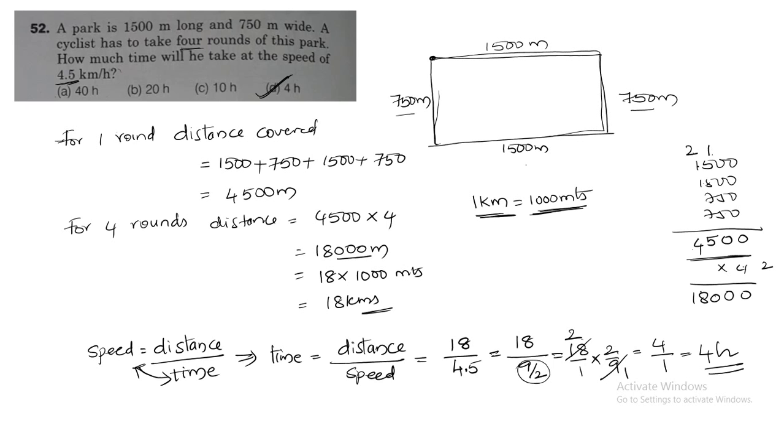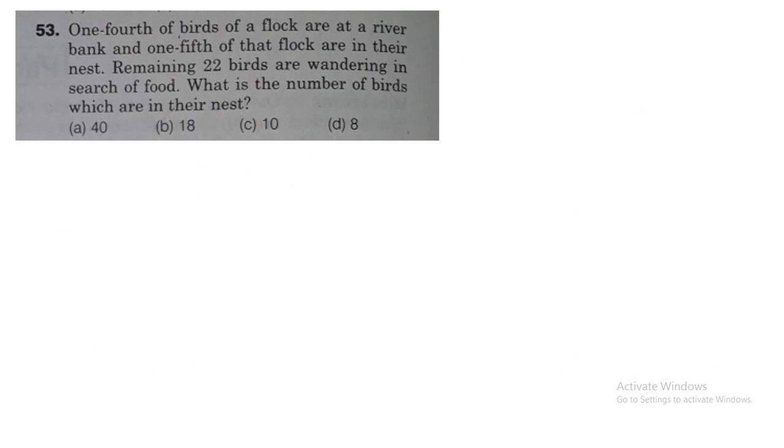Next, moving on to one more question. 1/4 of the birds of a flock are at a river bank and 1/5 of that flock are in their nest. The remaining 22 birds are wandering in search of food.